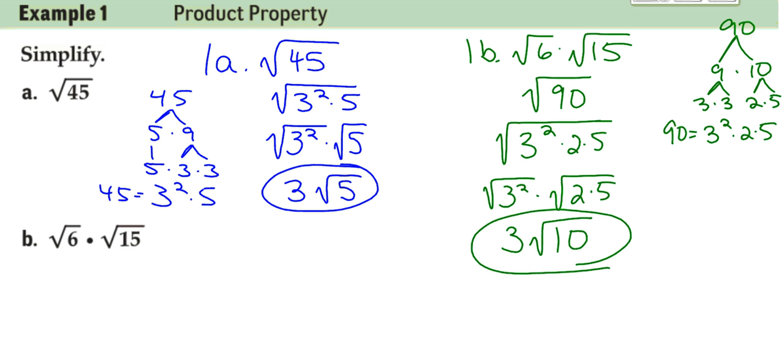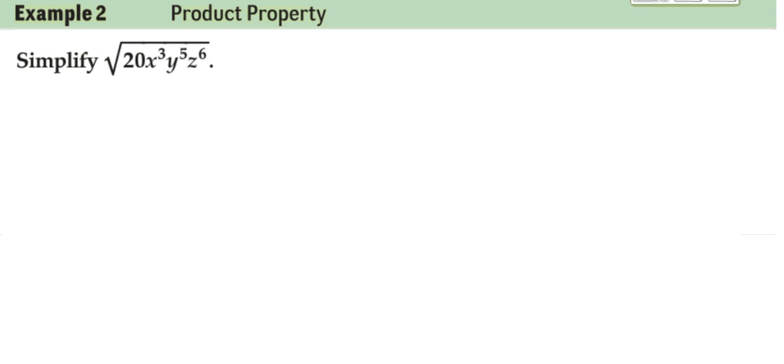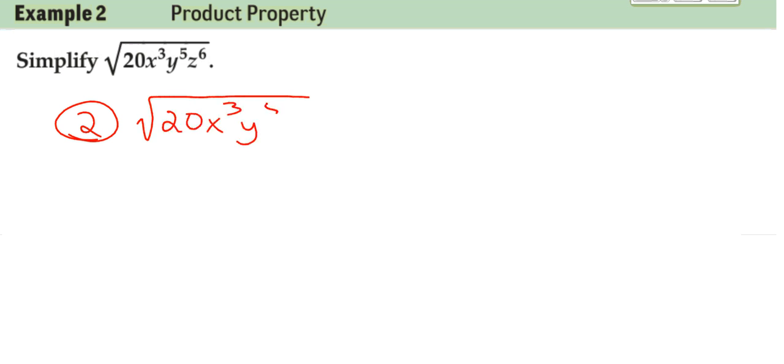Now, the next problem has some variables in it. So this is problem number 2, and our directions are simplify. It's the square root of 20, x to the 3rd, y to the 5th, z to the 6th.